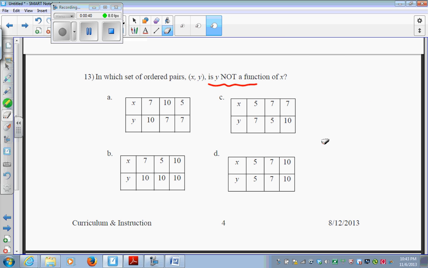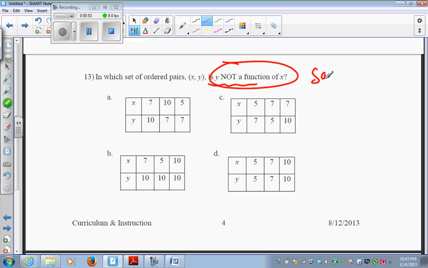If something happens so that I put the same input in, let's say I put a 3 into that function and I got a 7 out instead of a 6, that means that something's wrong. It's not a function. So to find something that is not a function, I'm looking for the same input with different output. So that means that it's not functioning correctly.